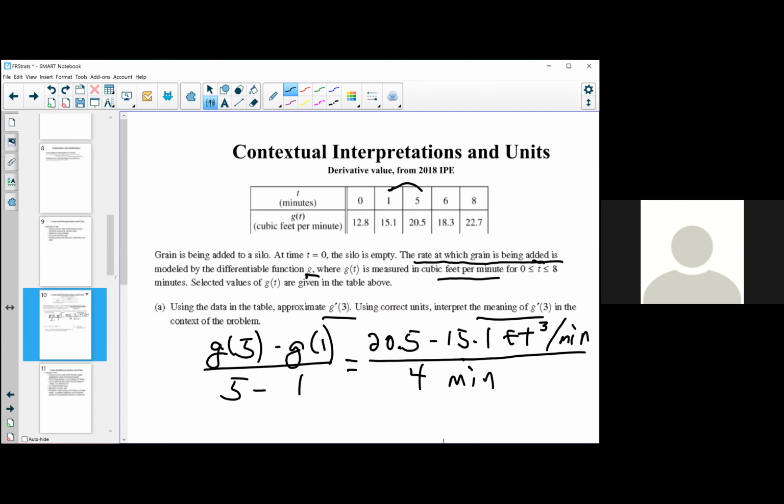And so I would say that the rate at which the grain is being added is increasing at the rate of this thing, cubic feet per minute, at t equals, or approximately at t equals 3 minutes. And so notice I put the minutes on the 3, and I put the units on this rate of change, the rate of change of a rate of change, okay? So I find the problems where you have to interpret the rate of change of something that's already a rate of change can be confusing for students, but if you approach it the way I'm trying to emphasize here, I think you can keep your head on straight.